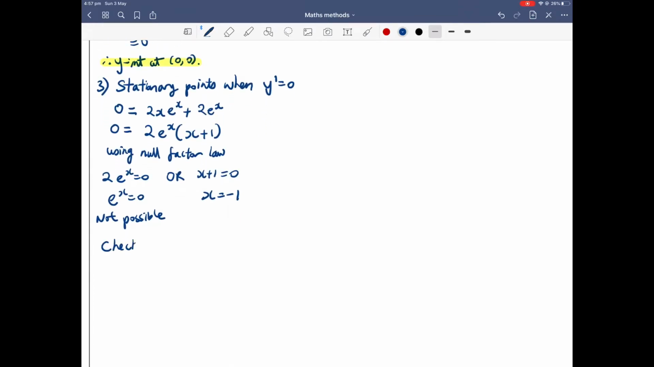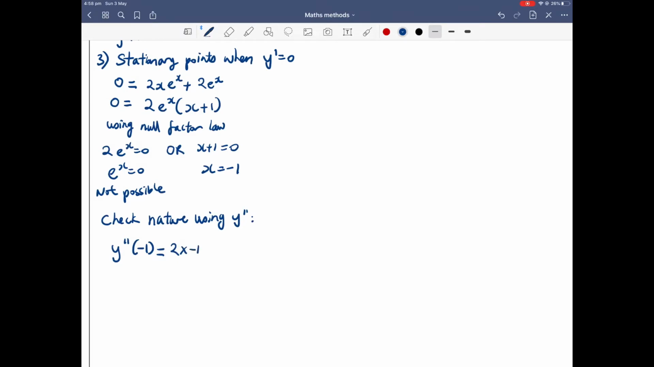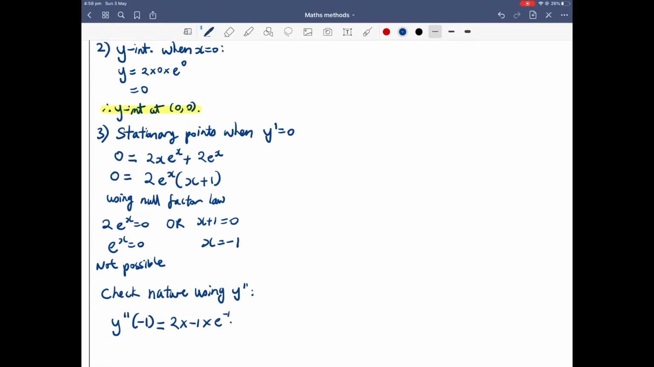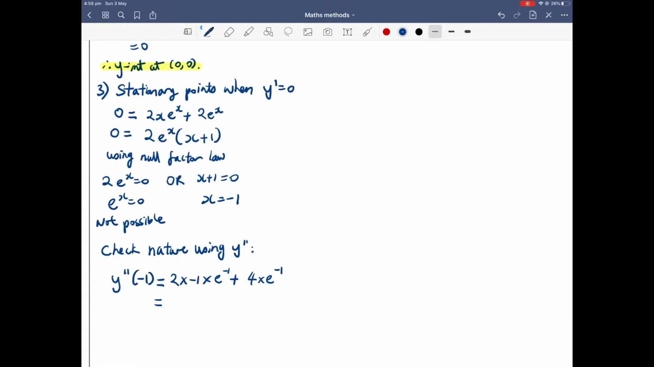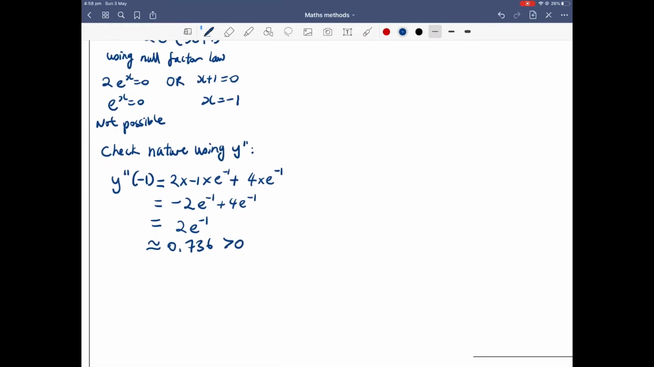We need to check the nature using y dash dash. So y dash dash of -1. Wherever x occurs in my double derivative, I put a -1 in. So that's 2 lots of -1 lots of e to the -1 plus 4 lots of e to the -1. So that gives us -2 lots of e to the -1 plus 4 lots of e to the -1. So that gives us 2 lots of e to the -1, which is approximately 0.736, which is positive. So that's good.